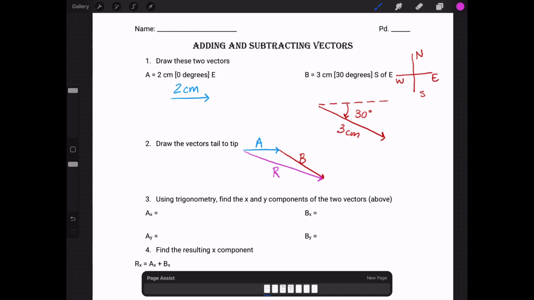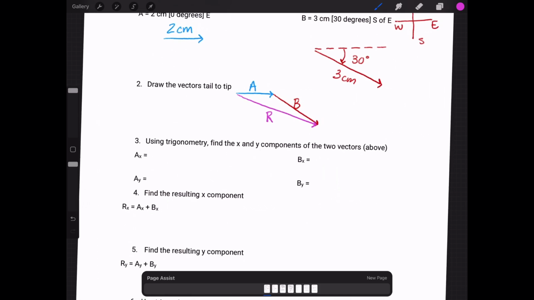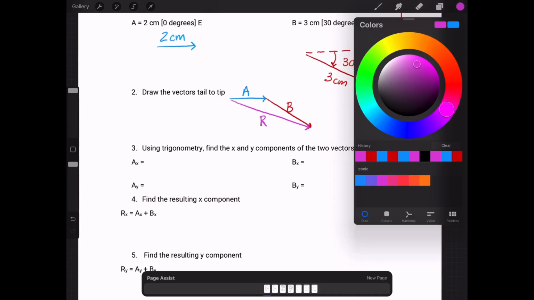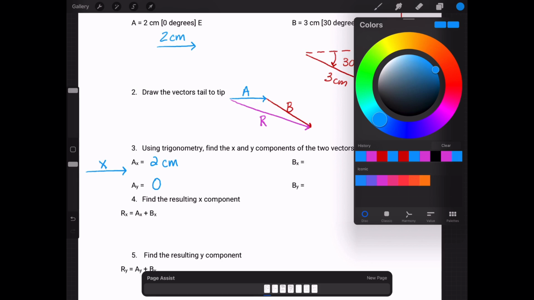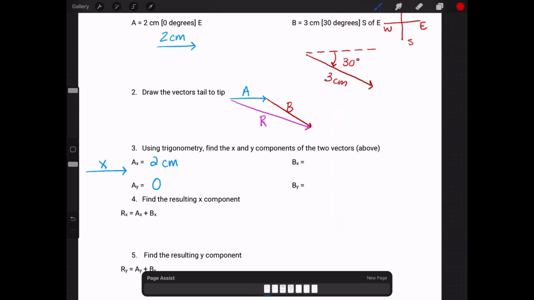So what does that mean? How can we figure out our x and y? Well, this is where we have to use our trig. We have to use sine and cosine, at least when there's angles involved. The first one is simple. East is in the x direction. How much in the x direction? 2 centimeters. How much up and down? 0. Now we're going to look at the B component.